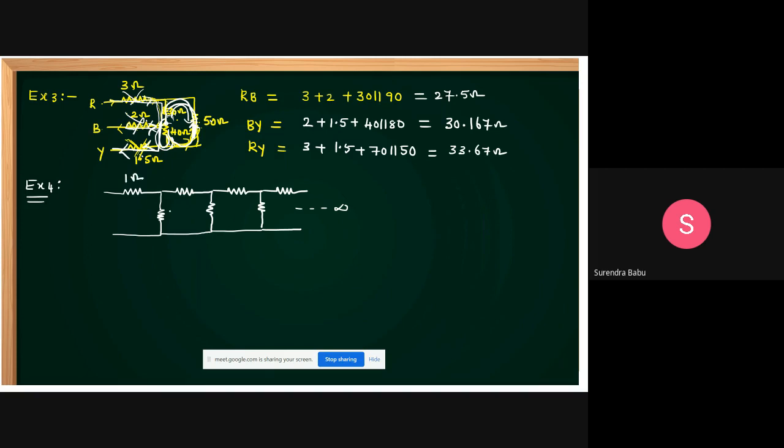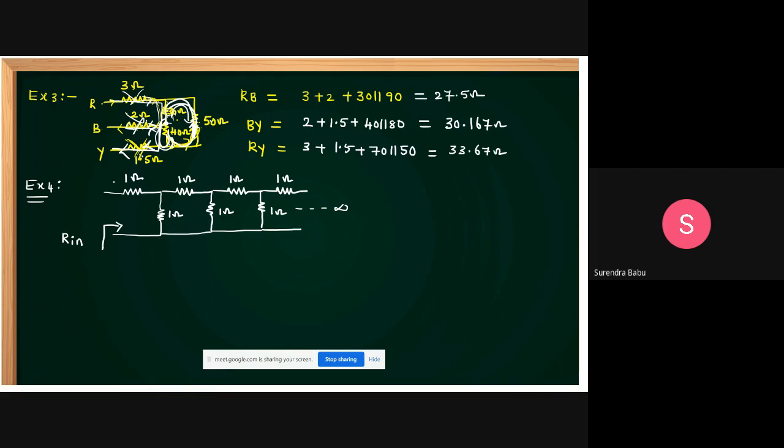This is 1 ohm, this is 1 ohm, this also 1 ohm, this also 1 ohm, and this also 1 ohm. What is Rn? Yes, friends. Now see, you want to find the equivalent resistance by looking at the input side.